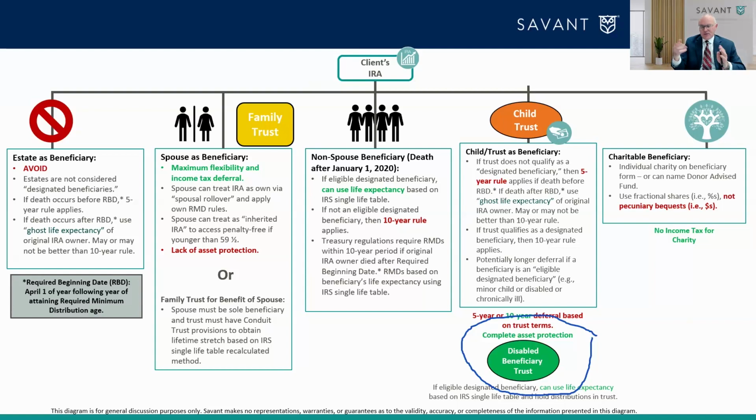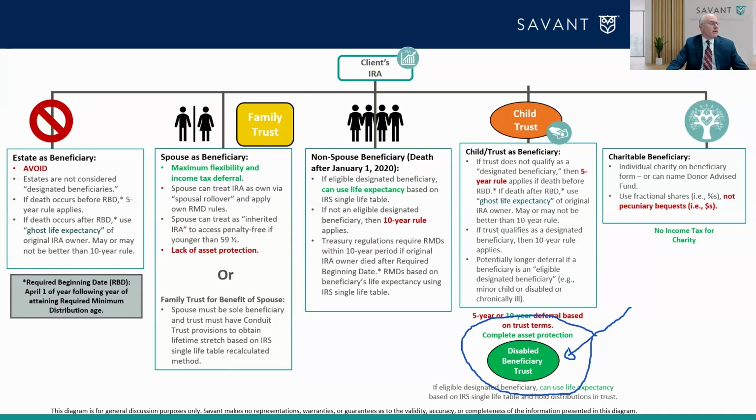So if there's a disabled grandchild or disabled child, you still can get a 50 or 60 year minimum distribution period, and it can be extremely valuable from the planning perspective to funnel that account into a trust for that disabled individual. That is still a gold status as an eligible designated beneficiary.